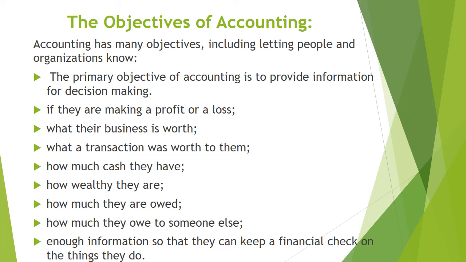From the statement of financial position we can check from the assets how wealthy the organization is, how much they are owed, what the liabilities of the organization are, how much they owe to someone else, and what the account receivables are, meaning how much account receivable the business has.